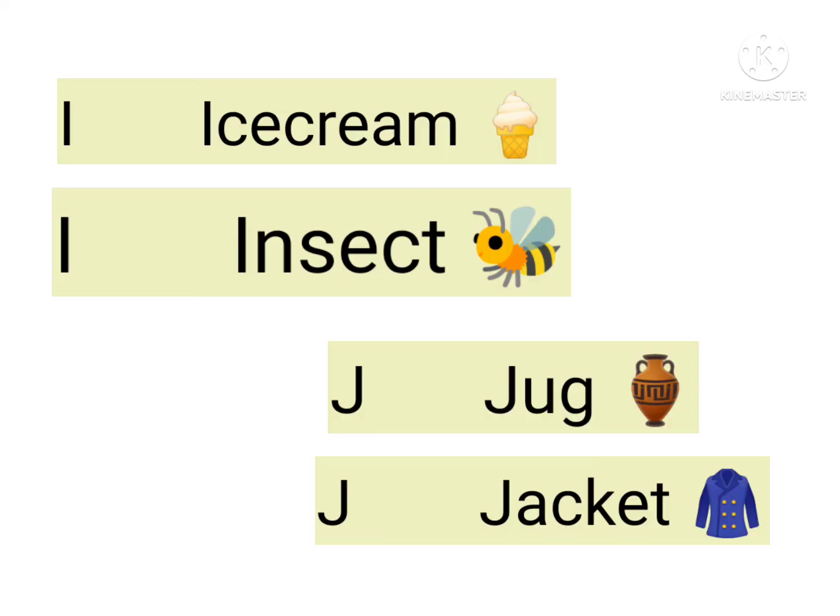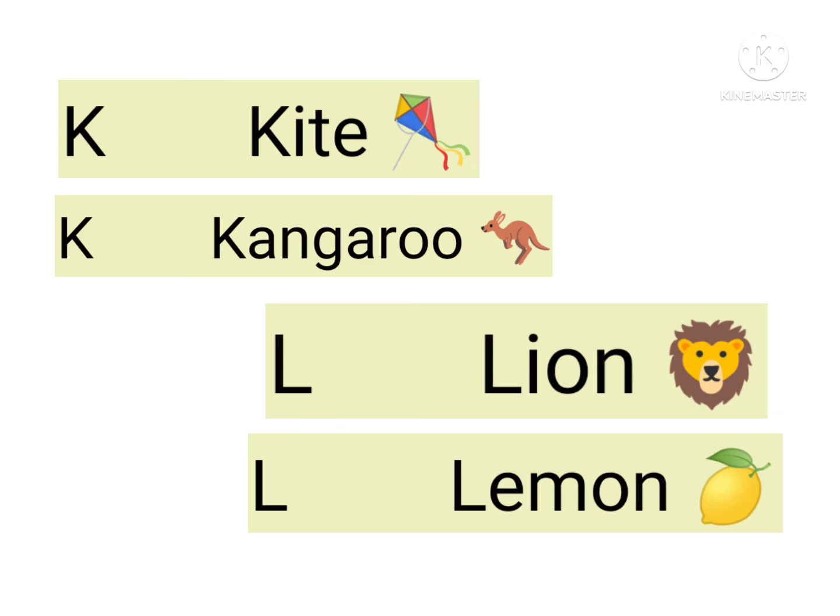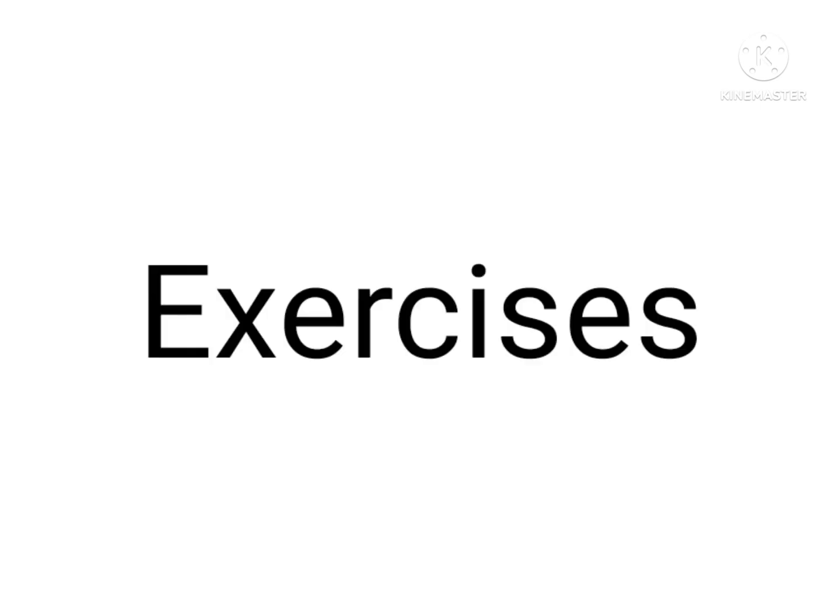I for ice cream, I for insect, J for jug, J for jacket, K for kite, K for kangaroo, L for lion and L for lemon.